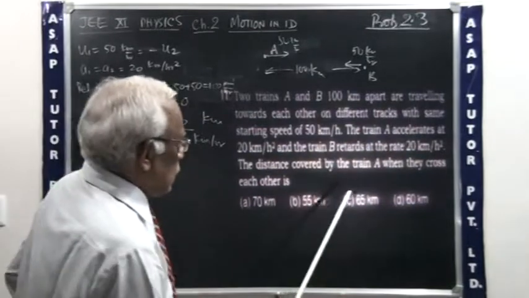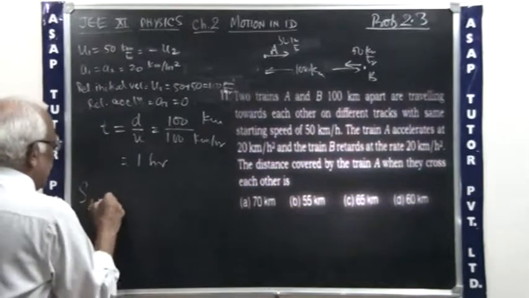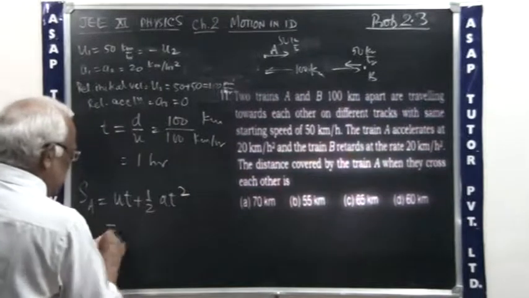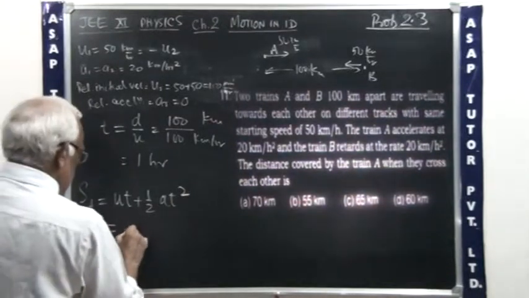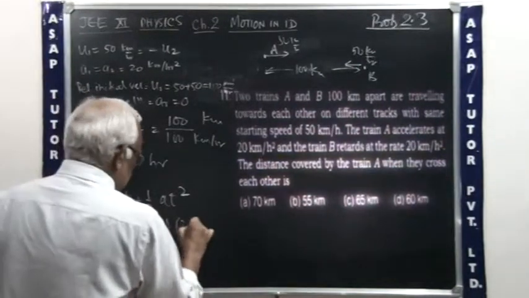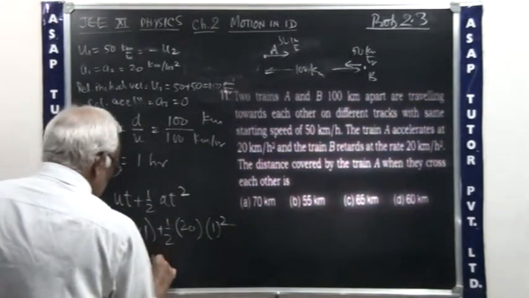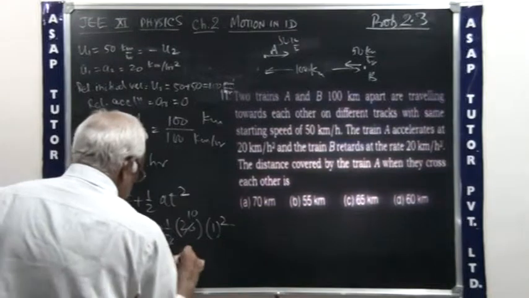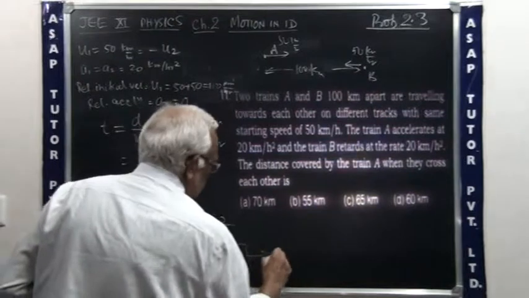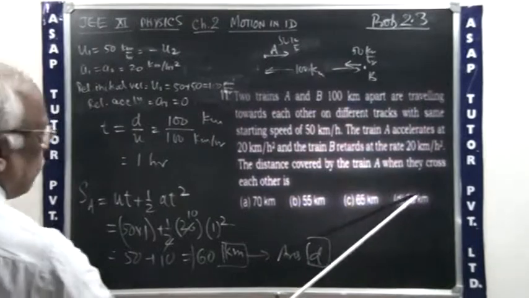And since I am interested in knowing the distance covered by train A, I will say that S of A is equal to ut plus half a t square. In this equation, now I am writing u is equal to 50 into 1 hour plus half. a is now going to be 20, and this is going to be 1 square. So this is going to be 50 plus 10, that is 60 kilometers. This is 60 kilometers, and this is the answer D. This is the answer D which you find here.